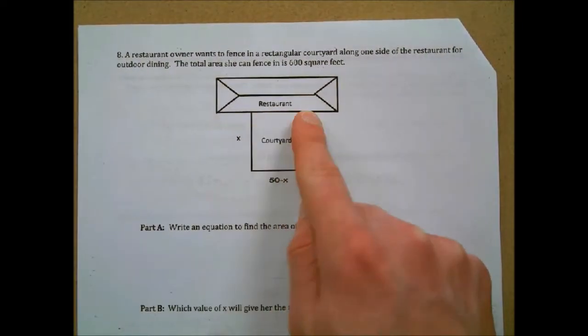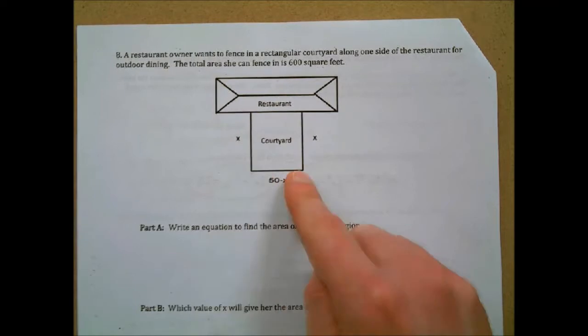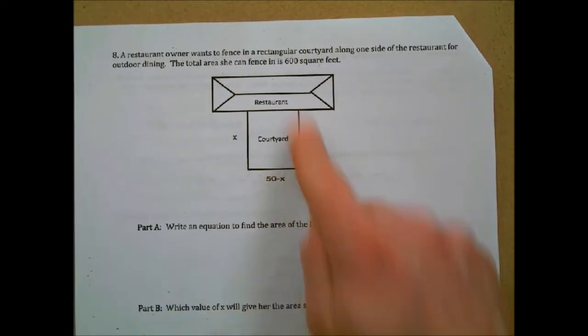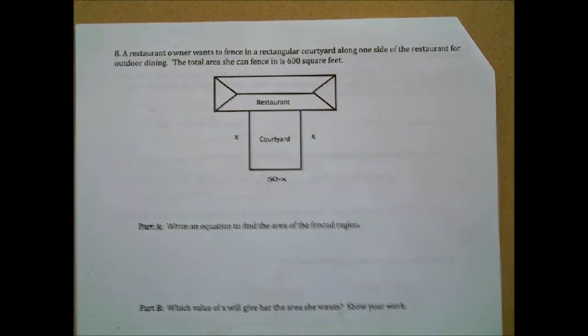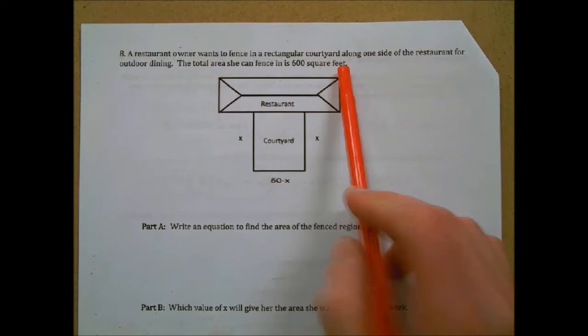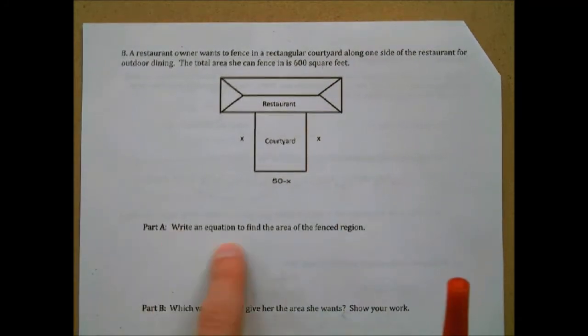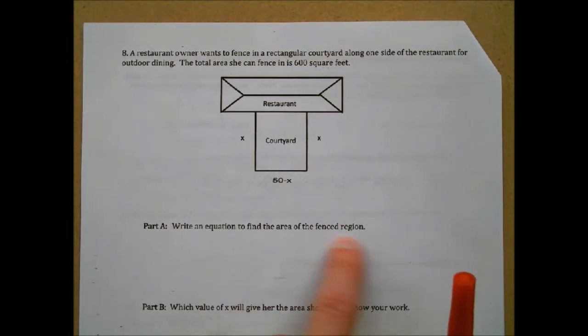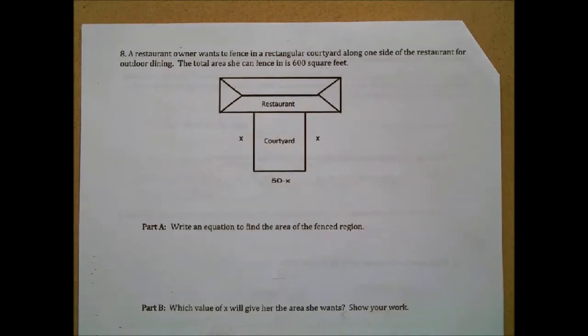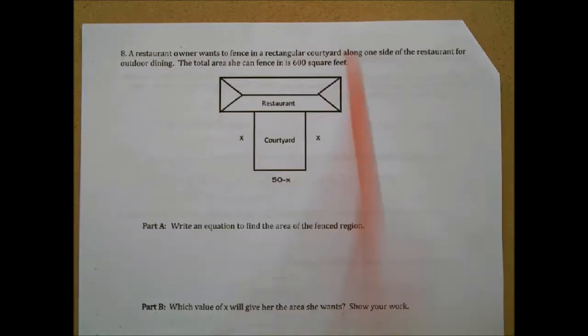So you can see here we have 1, 2, 3 measurements: x, 50 minus x, and x, because we only need this much fencing. Okay? So the total area she can fence in is 600 square feet. Letter A says, write an equation for the area of this fenced region. How do you find the area of a rectangle or a square? This is a rectangle. It looks like a square. It says a rectangular courtyard there. So, how do you find the area of a rectangle? What do you do?